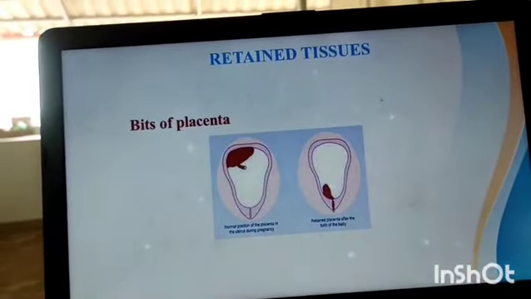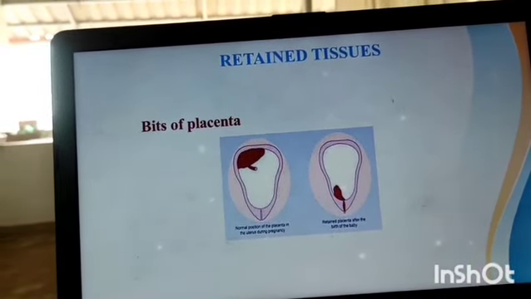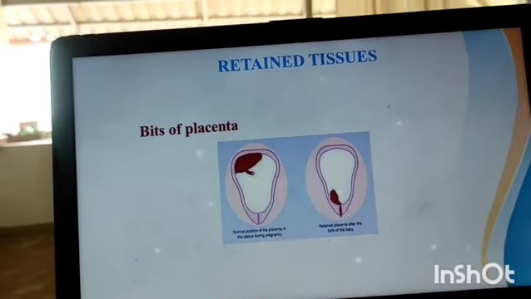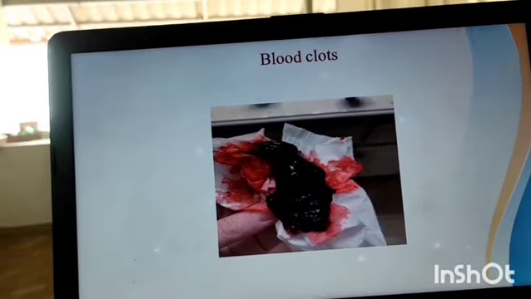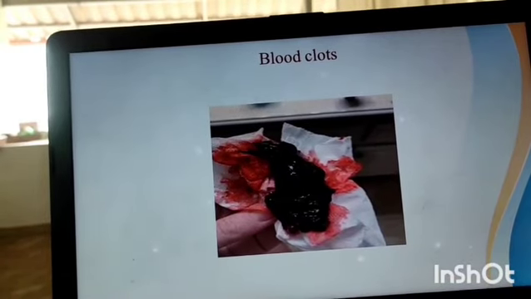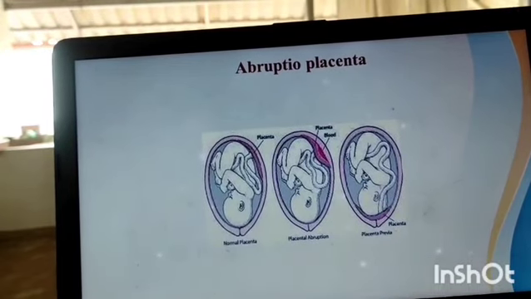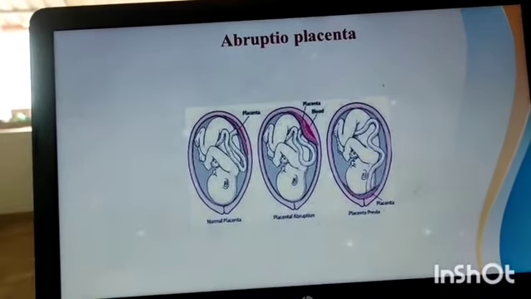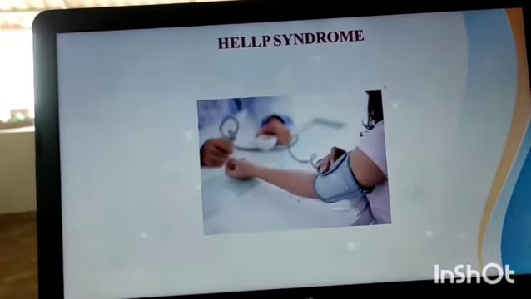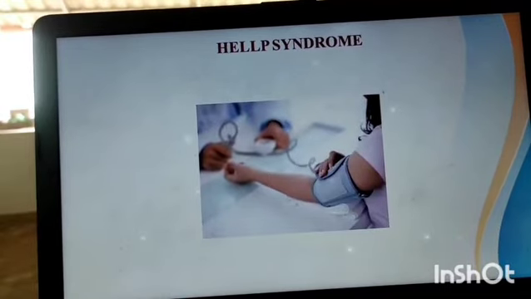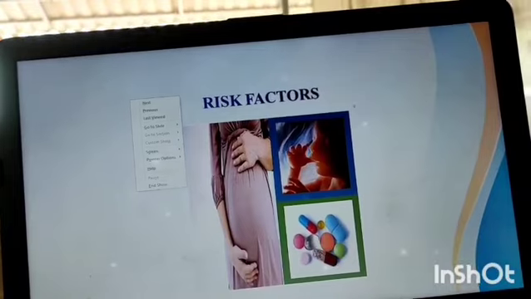The next causes: retained tissues. Retained tissue means any bits of placenta inside the uterus will also cause excessive bleeding after delivery. The next one, blood clots. Any blood clots in the uterus will also cause PPH. Then abruptio placenta, which is a type of antepartum hemorrhage. Then if the patient has jaundice, there is increased risk of PPH. Then HELLP syndrome. These are the causes of postpartum hemorrhage.